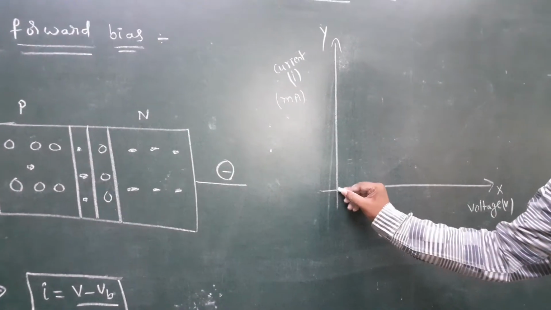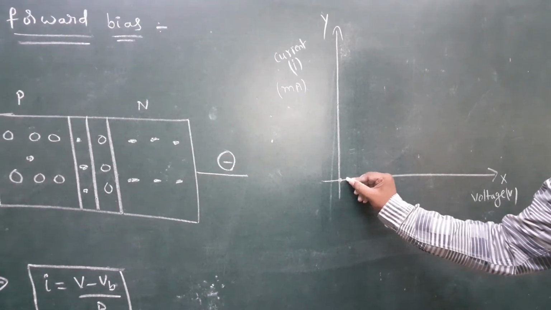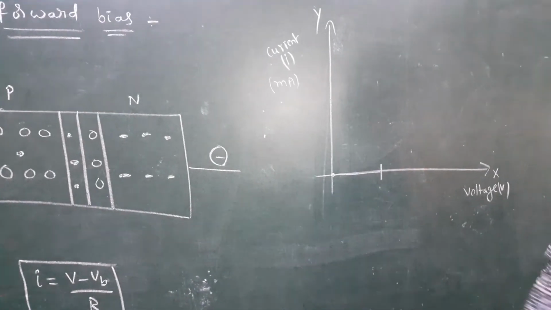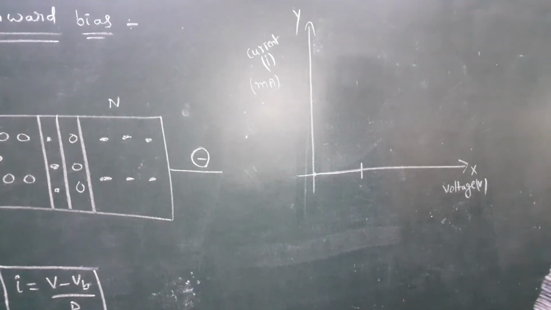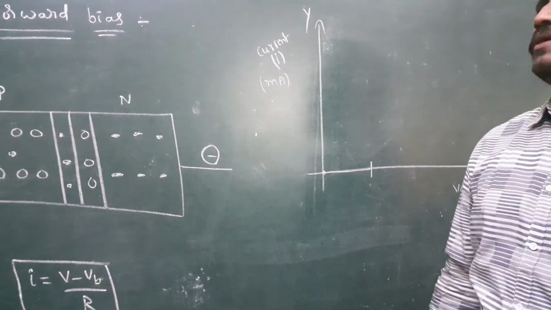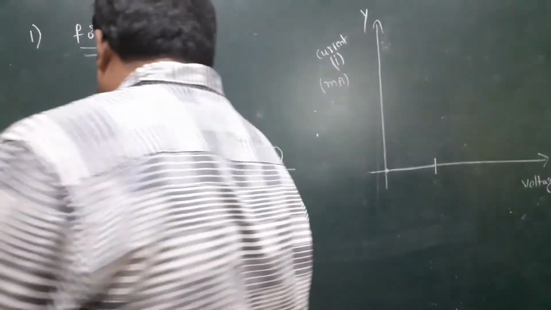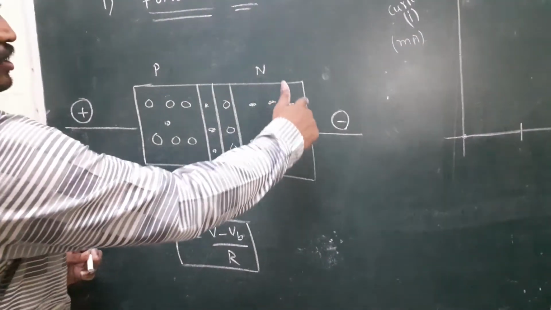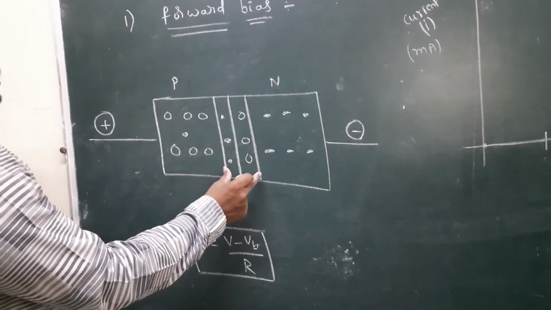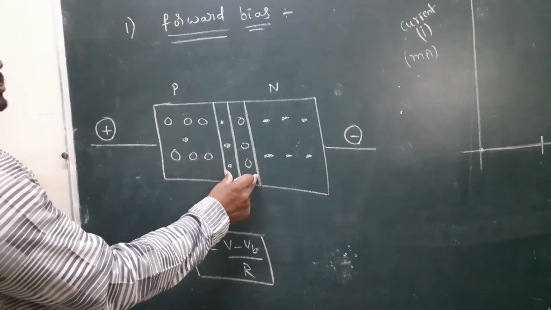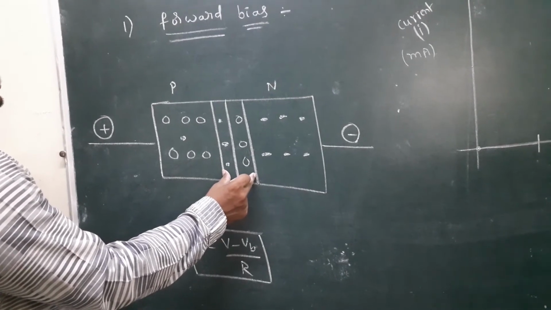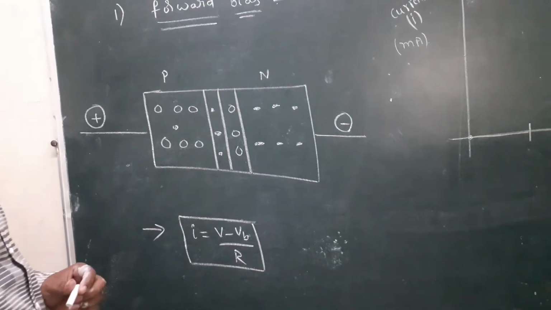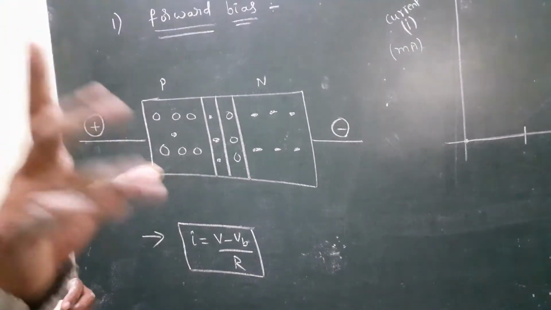Here the applied voltage increases but the current does not increase up to this point. Why? In the forward bias, look at the diode's depletion region. A pseudo battery is developed across the depletion region. That pseudo battery is nothing but the potential barrier.